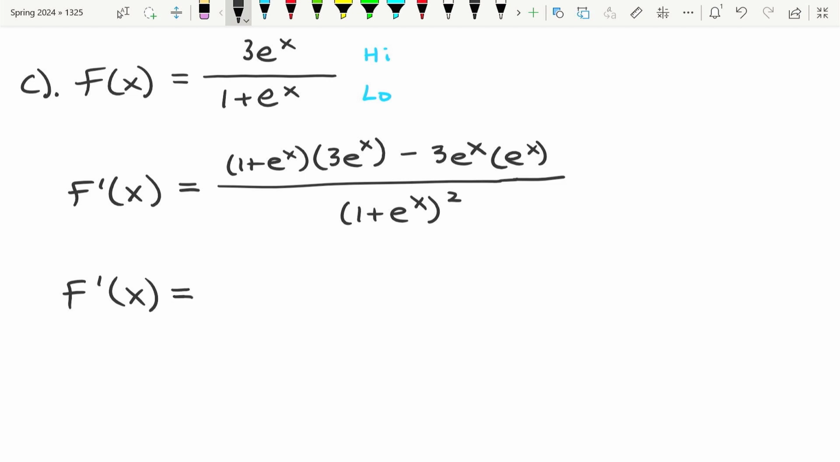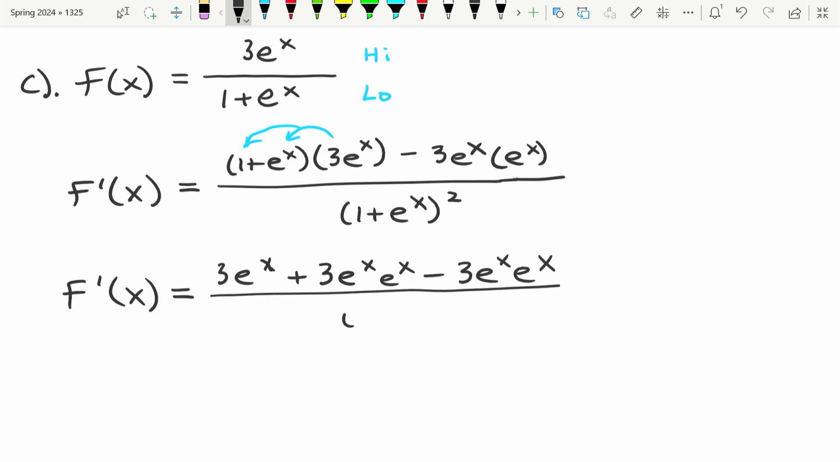So what we need to do is take care to distribute into the parentheses. So what we're going to have here is 3e to the x plus 3e to the x times e to the x minus 3e to the x times e to the x, all over 1 plus e to the x in parentheses, all squared. One thing I will mention is when we have e to the x times e to the x, that's technically e to the 2x. So you could write it either way here.